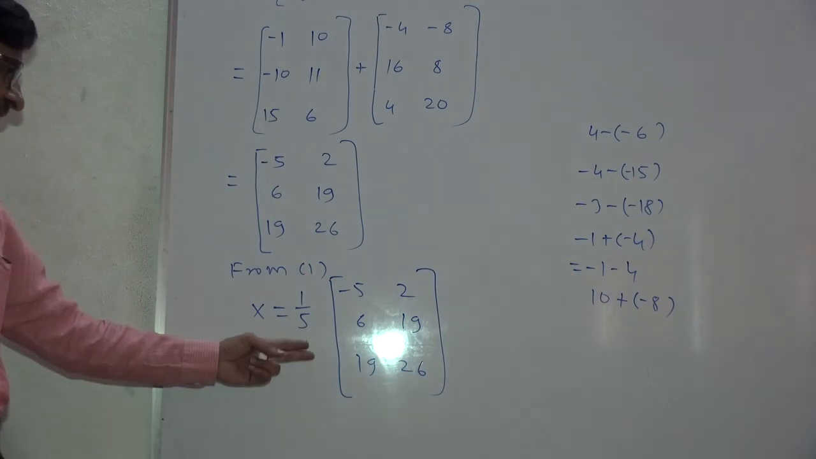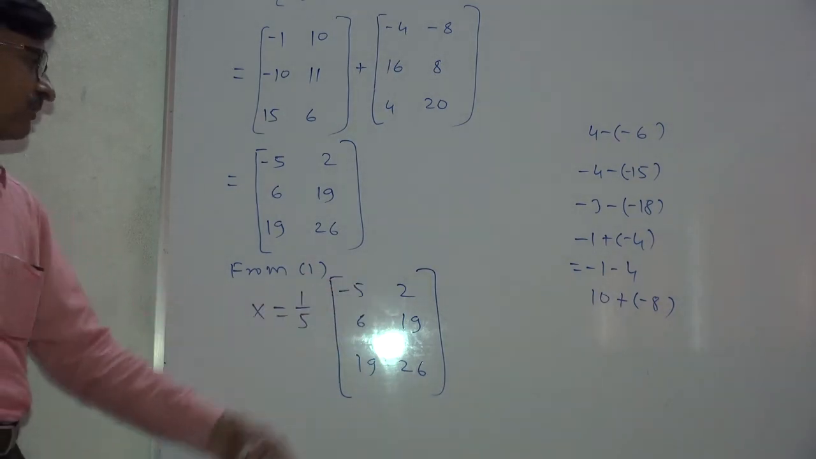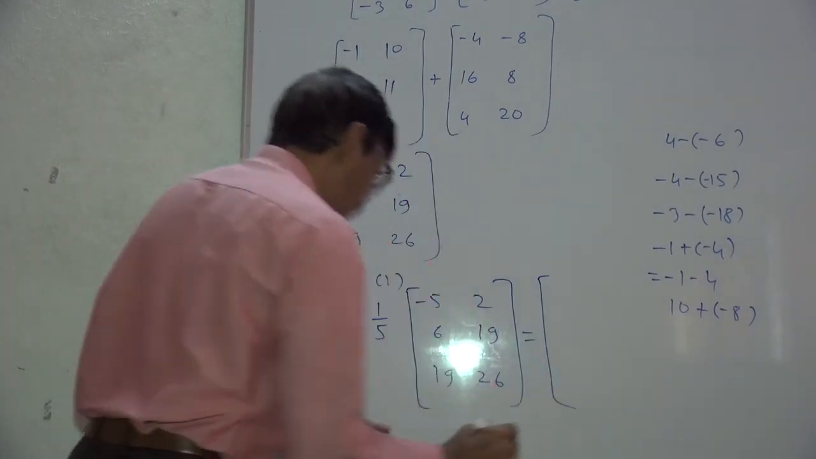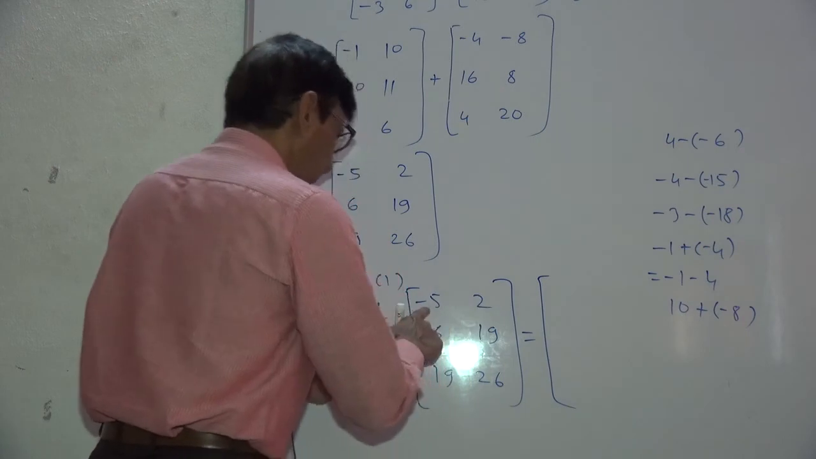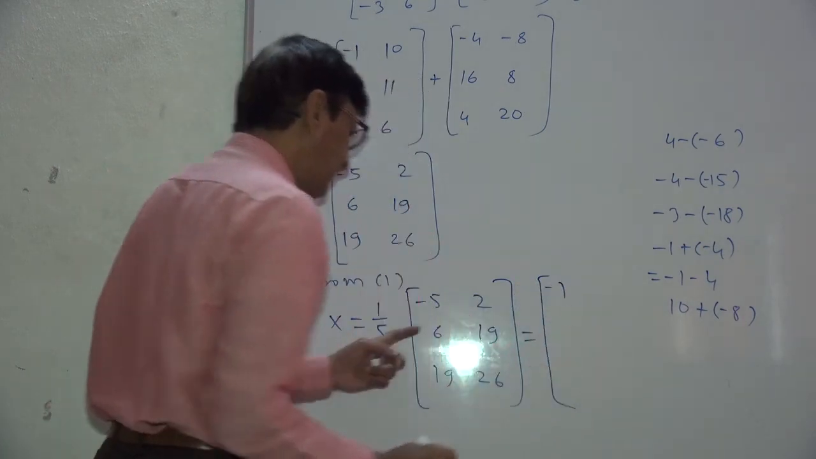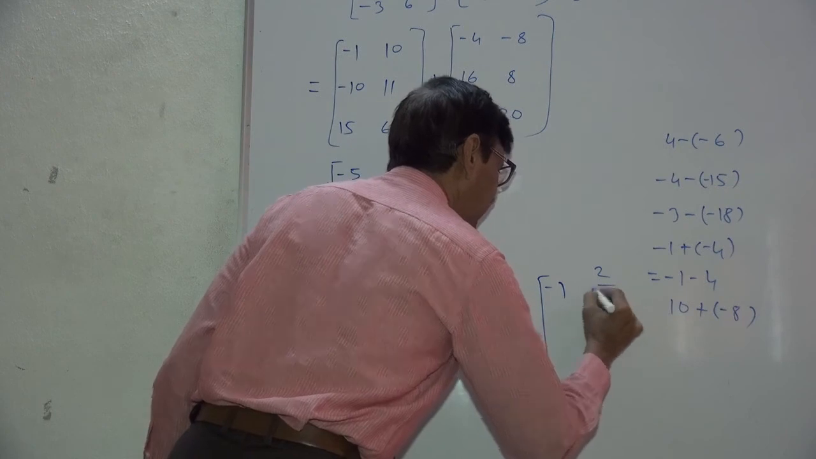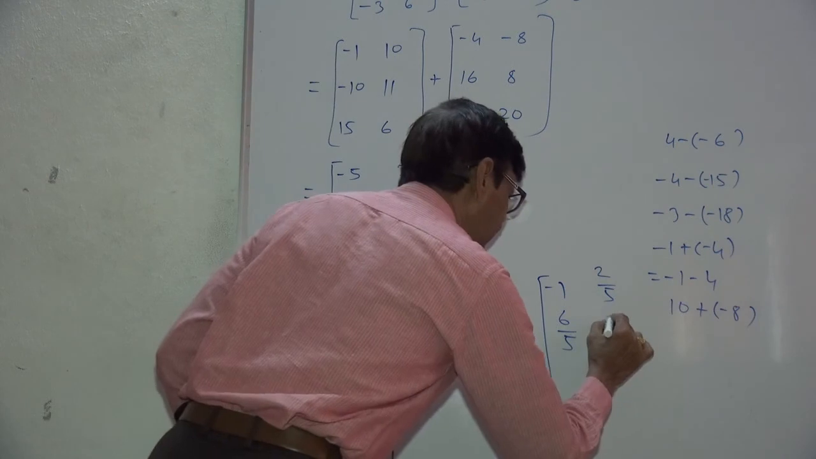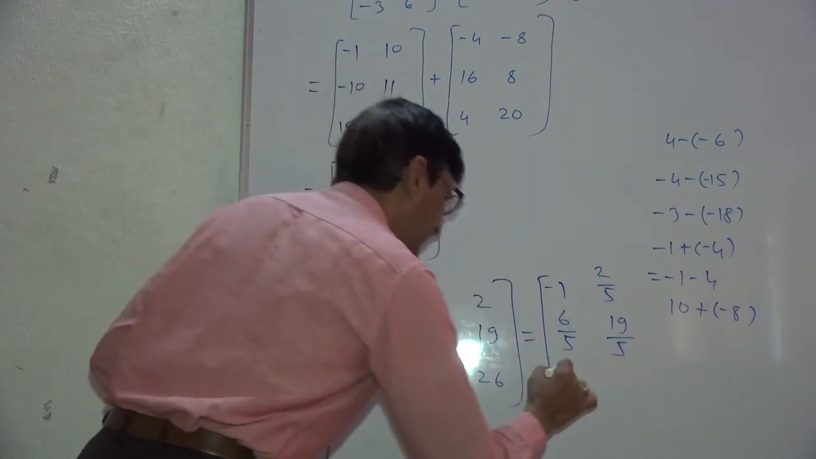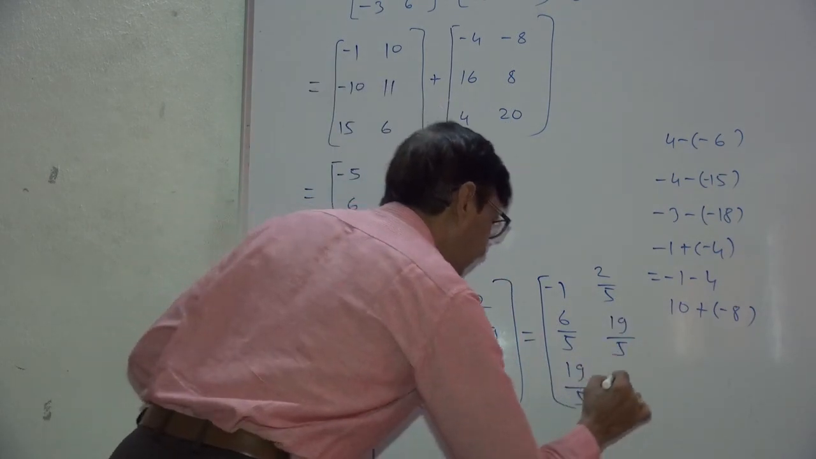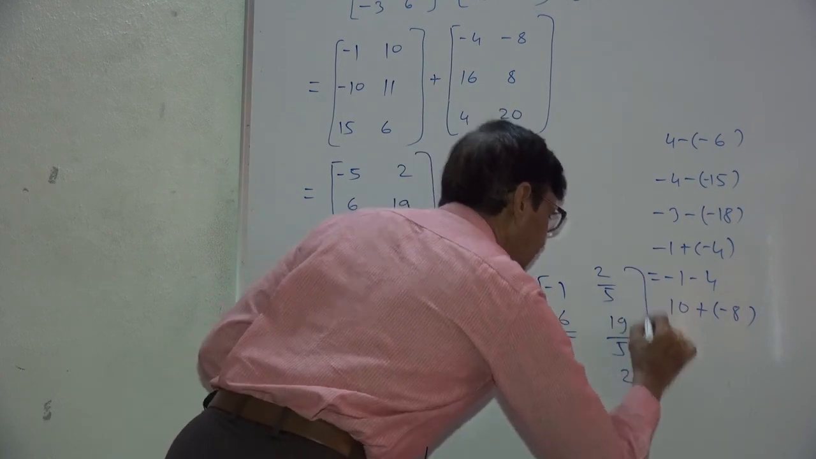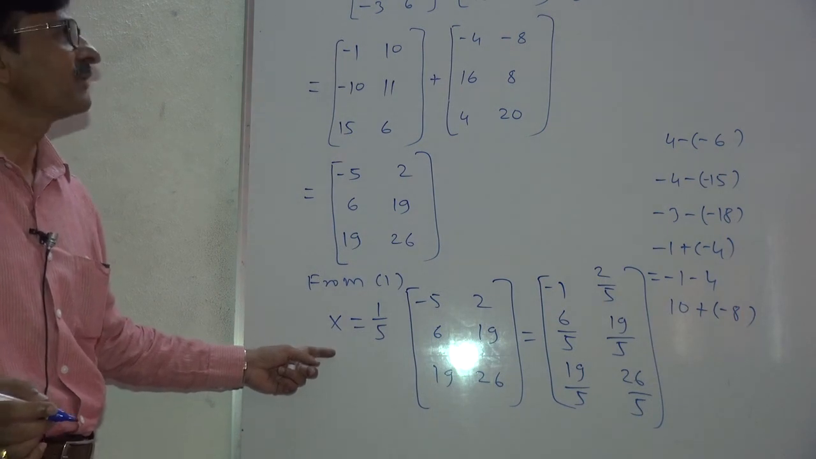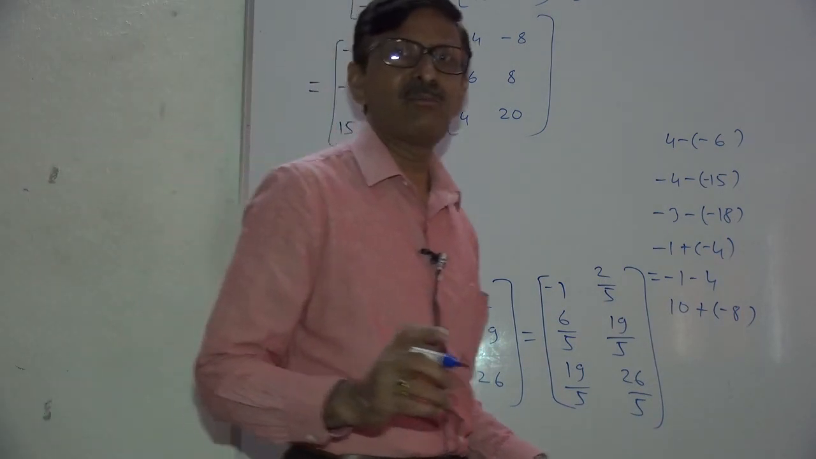So it can be kept as it is, otherwise dividing each element of the matrix by 5, it becomes, this answer is also correct. So minus 5 upon 5 is minus 1, then the next element will be 2 by 5, then 6 by 5, 19 by 5, 19 by 5 and 26 by 5. So this is the value of matrix X. Okay. Now let us come to the next example, the third example.